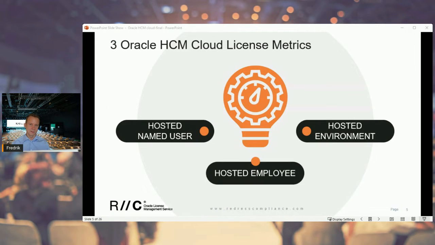Oracle HCM Cloud licensing of services is not based on consumption or pay for what you use, but the costs are based upon how many licenses you require. Oracle calls this non-metered cloud services, but in reality, it's another word for licenses. Oracle HCM Cloud has 3 different license types. First, we have hosted named user, we have hosted employee, and we have hosted environments.